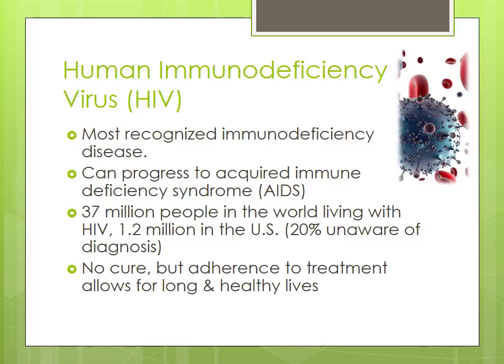37 million people worldwide are living with HIV, and 1.2 million in the US. The thing about it is 20% of people are unaware that they have this diagnosis, and it is highly transmissible, so it is a worldwide epidemic, right? At this point, we don't have a cure. And the morbidity and mortality is really high in patients that are not receiving treatment. But if we can get patients to adhere to treatment, then they're able to live a long, healthy life.